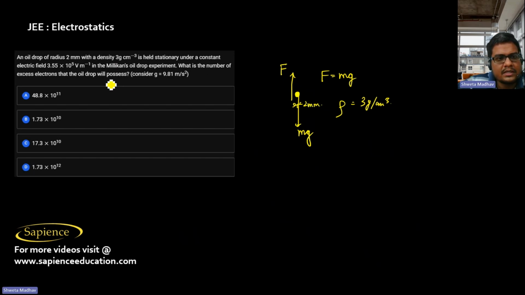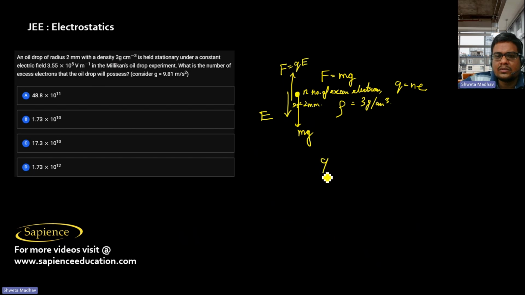What is the number of excess electrons that the oil drop will possess? So let's say it is having n number of excess electrons in it. Therefore it will have a net charge q equal to ne, and since the electric field should be acting vertically downwards, the force qE should be upwards. So qE should be equal to mg. Now q is equal to ne, so ne into E is equal to mg. So n we have to find out, n will be equal to mg by e into E.